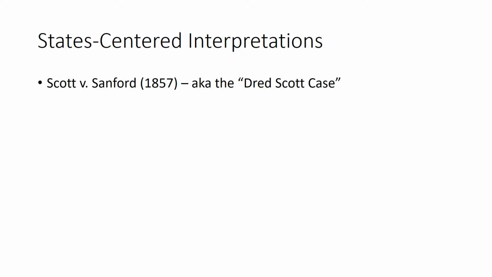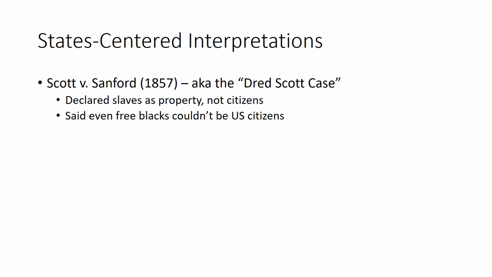Next, Scott v. Sanford. This is the Dred Scott case you may have heard about in history classes. First, it declared slaves property. They're not citizens. More frighteningly, it said even free blacks couldn't be U.S. citizens. For example, it said, hey, U.S. citizens can travel to any state they want. They can carry guns. We can't have black people being able to travel where they want, carry guns, say what they want. Oh, no, so let's not allow them to be citizens.